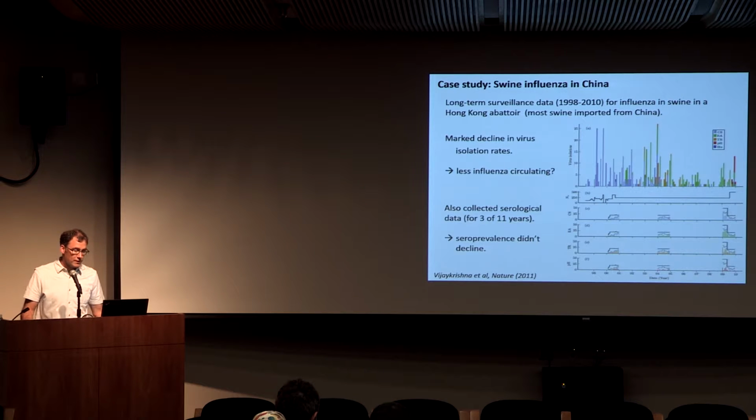But the study also collected serological data. So this is antibody evidence that individual pigs had met flu before they were sampled in the slaughterhouse. And if you can see down here, you'll just have to take my word for it, the seroprevalence, which is what we call the fraction of pigs who are carrying anti-influenza antibodies in their blood, did not decline over that period. So you got the virus isolation going down, the seroprevalence is not obviously going down. So that's where that study left it.